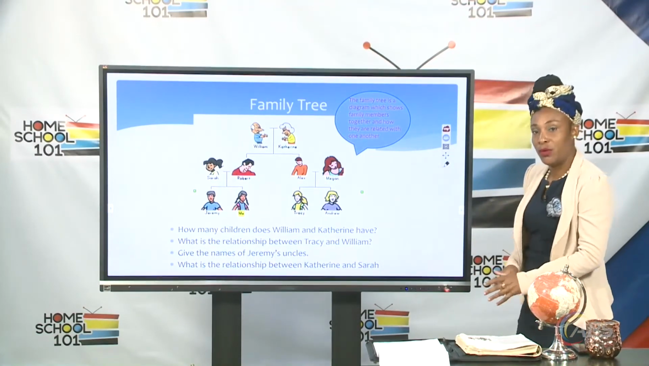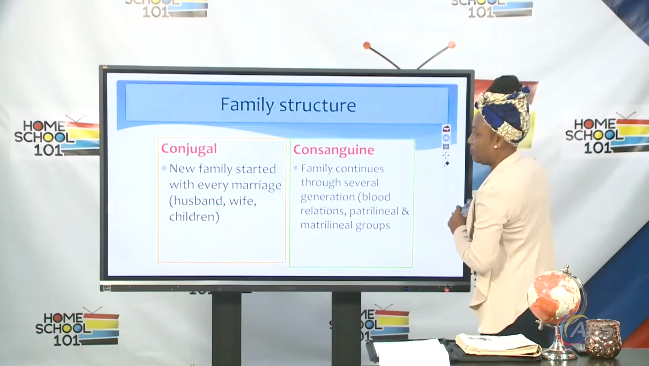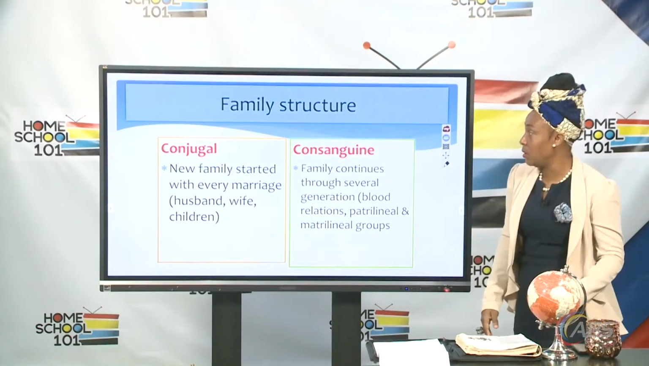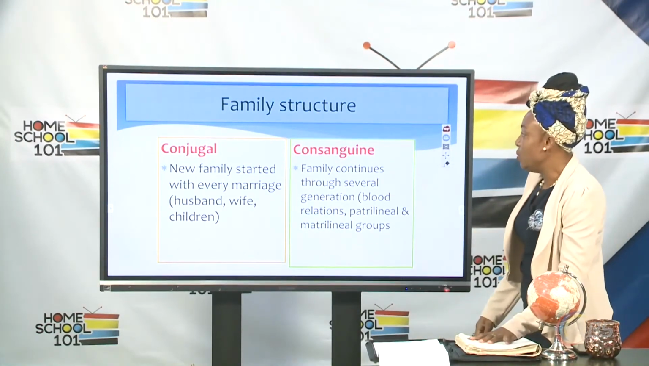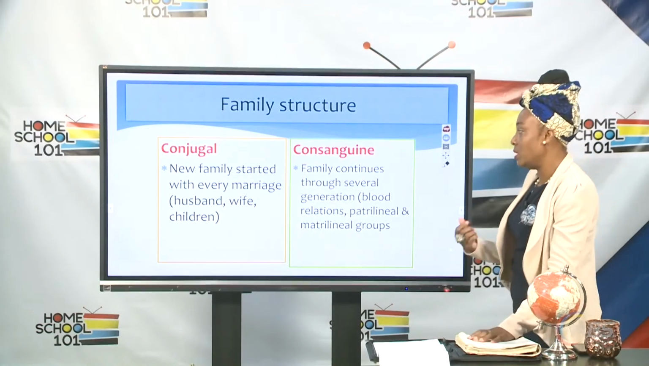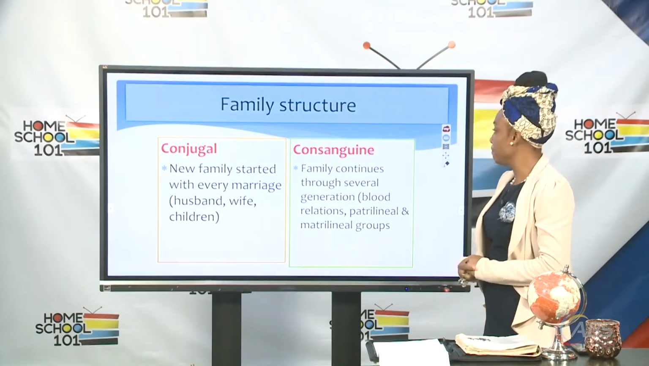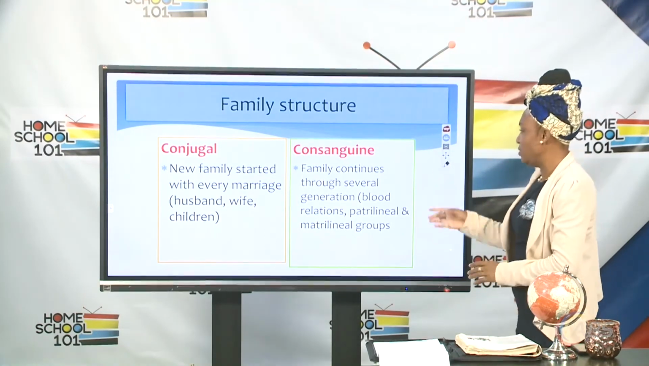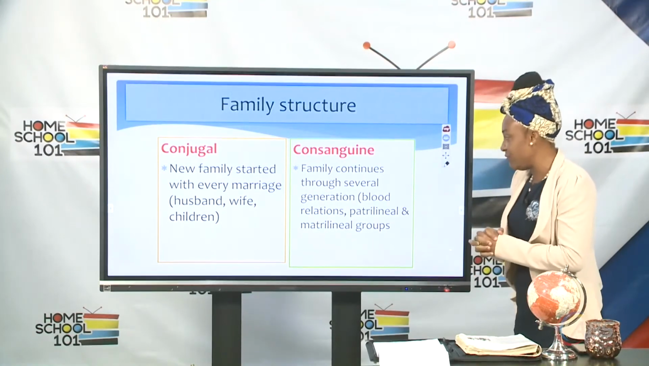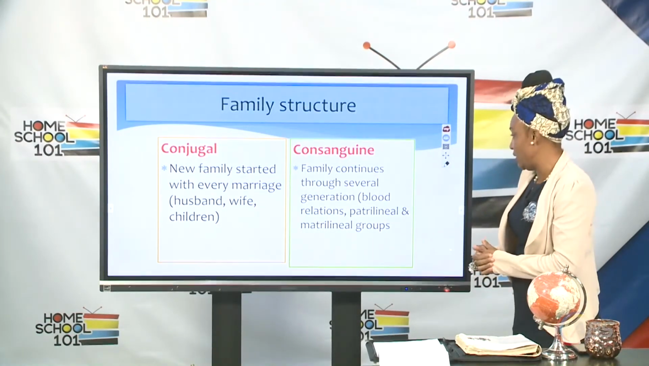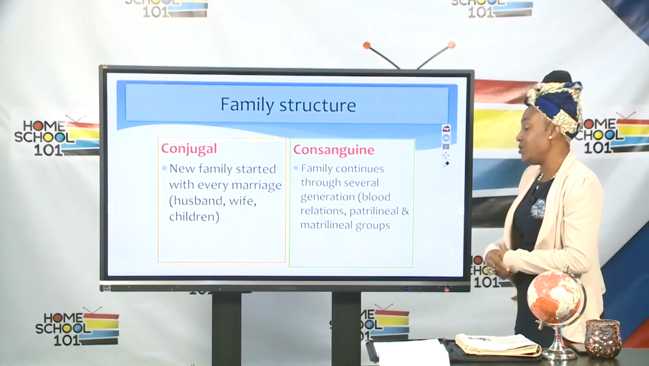Okay, students, we're going to be moving on. Okay, again, family structure. We have conjugal. A new family started with every marriage: husband, wives, and children. The family continues through several generations, whether it's blood relation, patrilineal, or matrilineal groups.